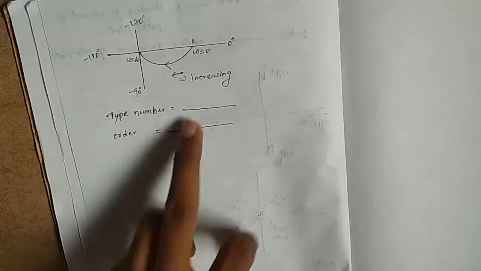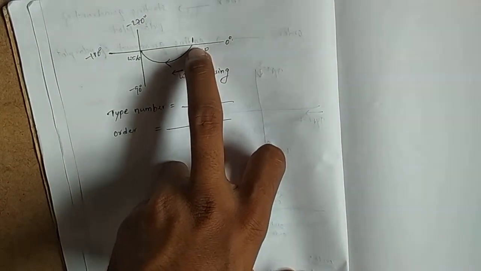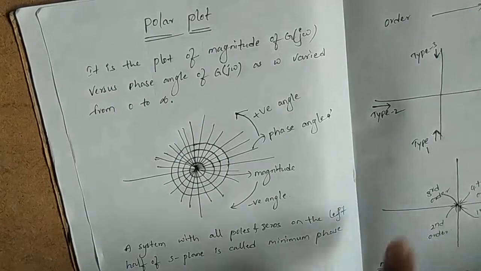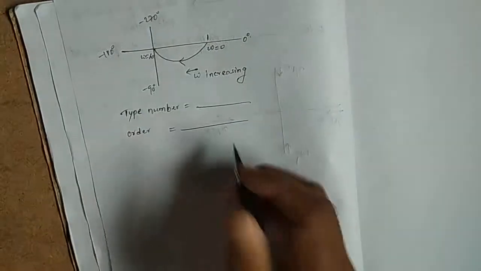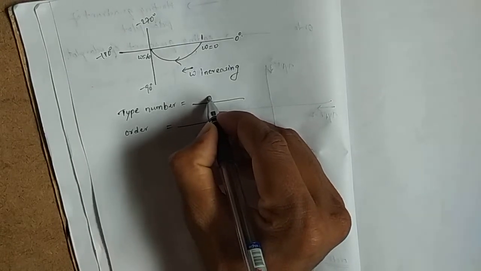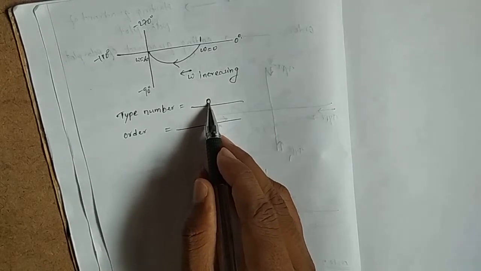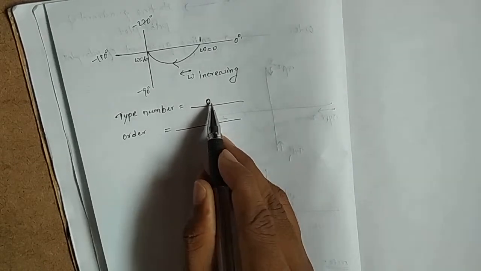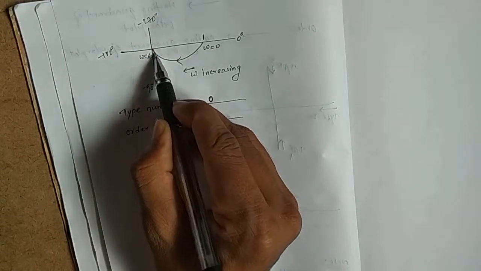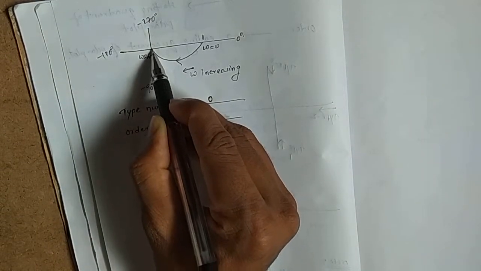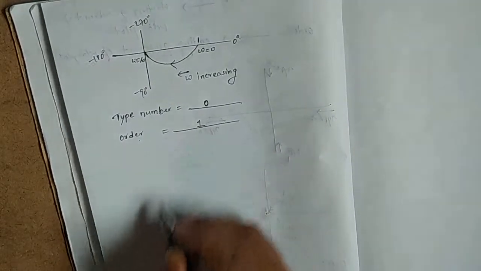Just look at the figure where the polar plot starts from here. Here is the starting point, so it is a type 0 system. Type number 0 means no pole exists at origin. And then order: it ends in the 4th quadrant, from here to here, so order number is 1.